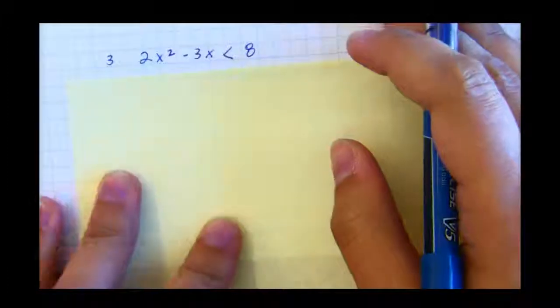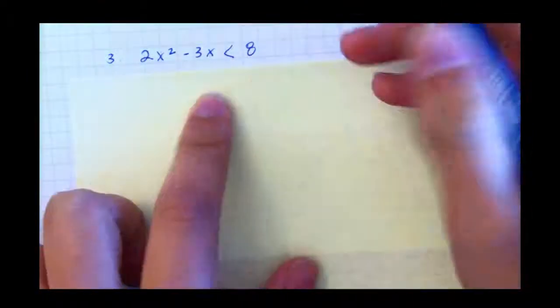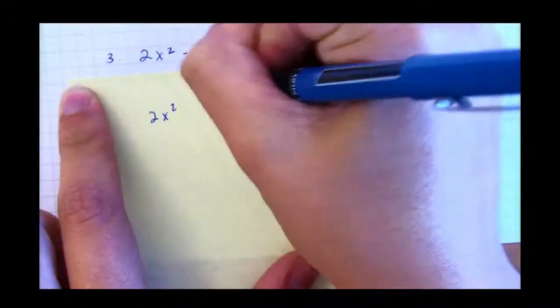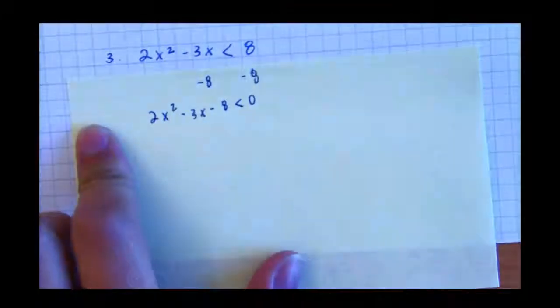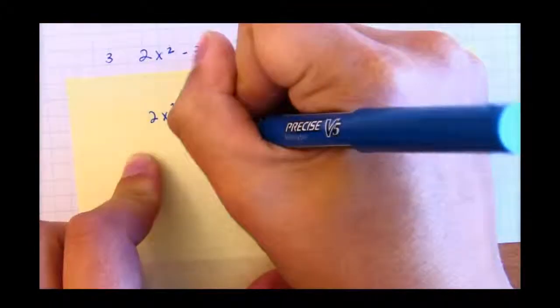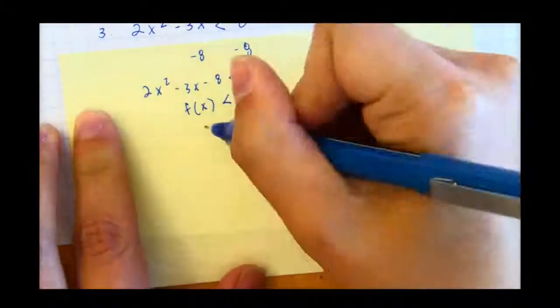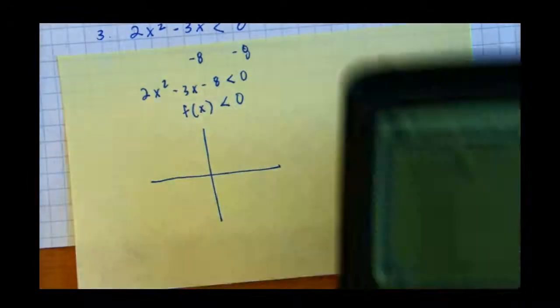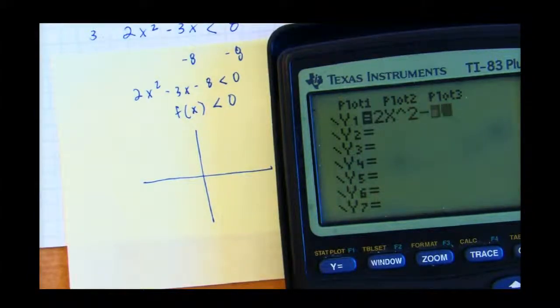Okay. This last one, before I can start, I need to get 0 on this side, so I've got to subtract 8 from both sides. So that I've got 2x squared minus 3x minus 8 is less than 0. So now I've got my f of x, and I'm looking at where it is less than 0. I'm going to go ahead and graph it. So I'll type in that whole equation into my y1, 2x to the power of 2 minus 3x minus 8. And I'll hit graph.